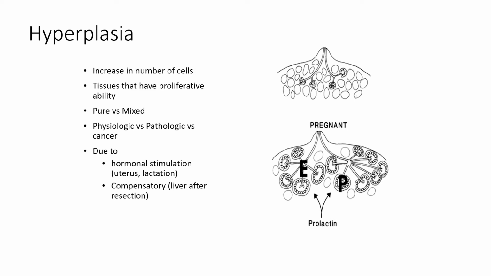Another cause of hyperplasia is compensatory hyperplasia. The best example is the liver after resection. If someone had an operation, for example, and part of the liver was removed because of trauma or a tumor in the liver, the remaining part of the liver will proliferate, and after a period of time, like 3 weeks, 6 weeks, the liver will return back to its normal size due to the proliferation of the hepatocytes, which are the liver cells.